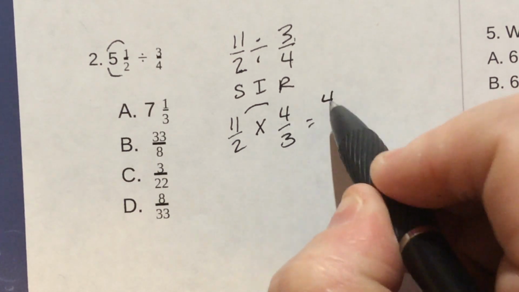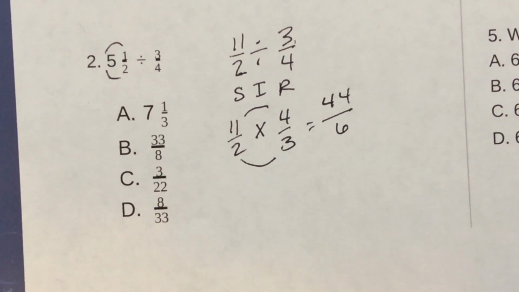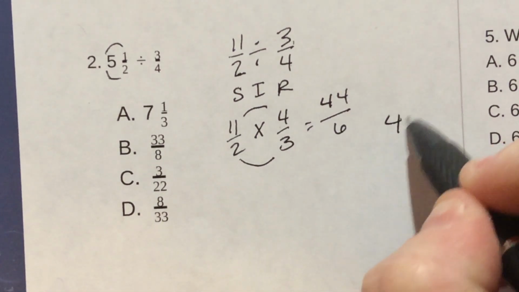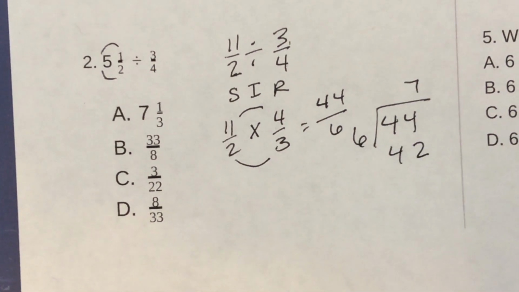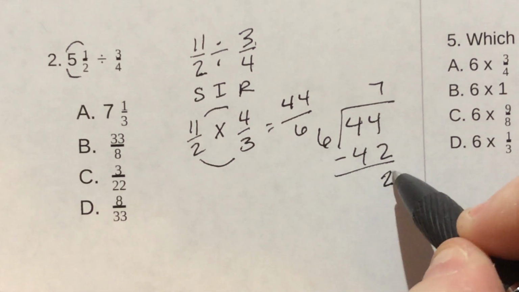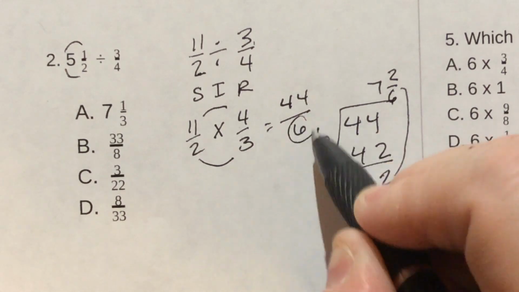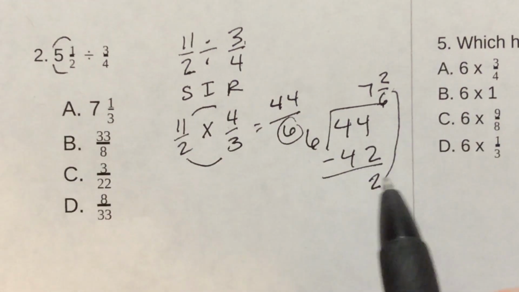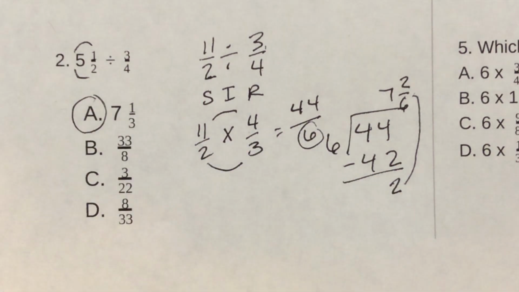11 times 4 is 44. 2 times 3 is 6. I just need to do 44 divided by 6. 6 times 7 is 42. And I subtract and get 2. Well, that 2 becomes my numerator, and my denominator is 6. So 7 and 2/6. That's not simplified, but when I divide those by 2, I get 7 1/3.